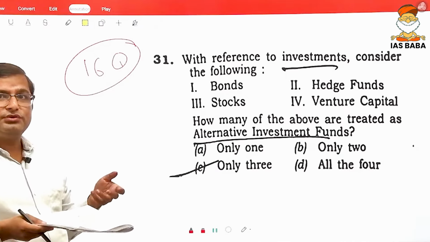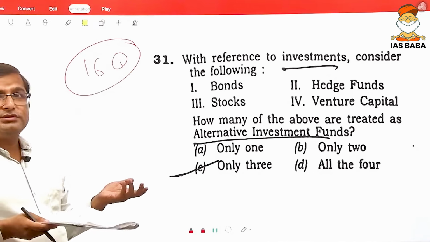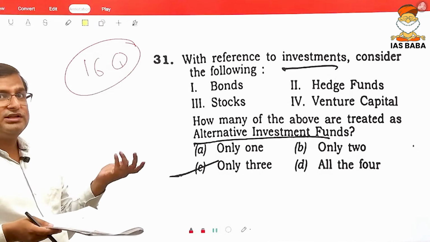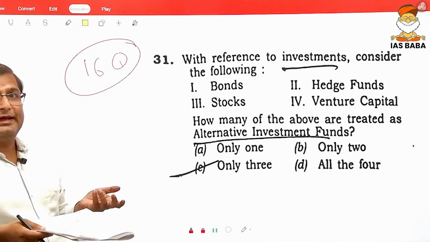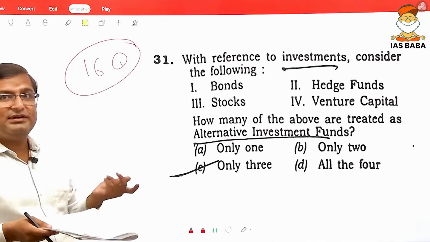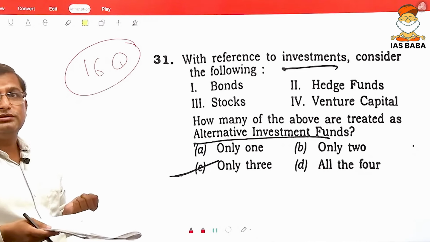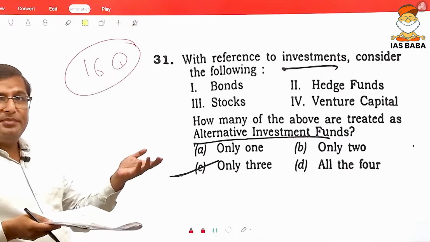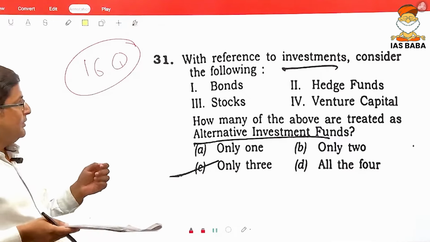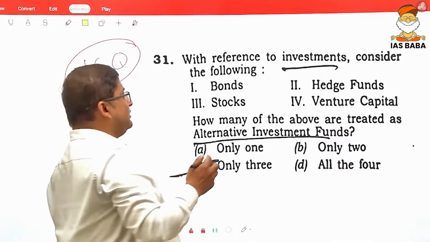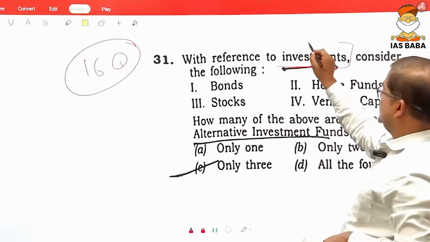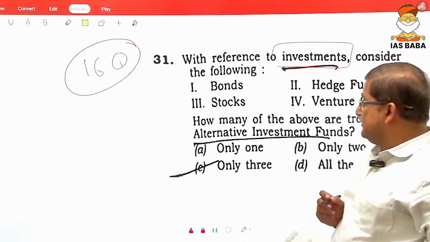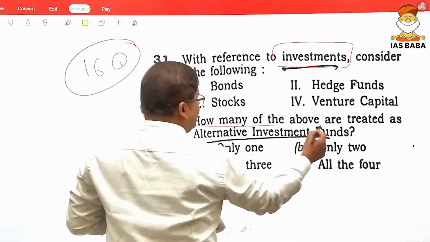I have tried to give you the best solution, but the final answer key will be released by the UPSC, and as you know, this year they have deleted 3 questions. So let's hope we provide you the best solution. First question was regarding investment. They have asked what is alternative investment fund.